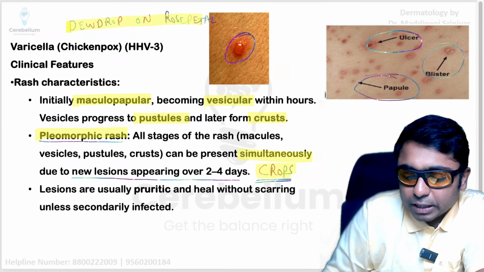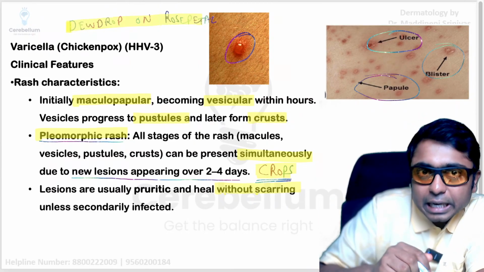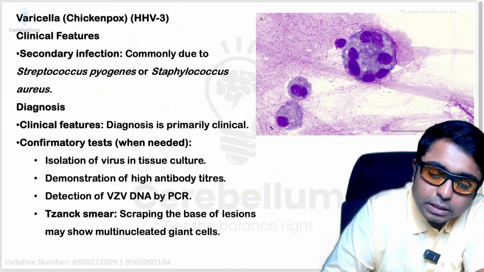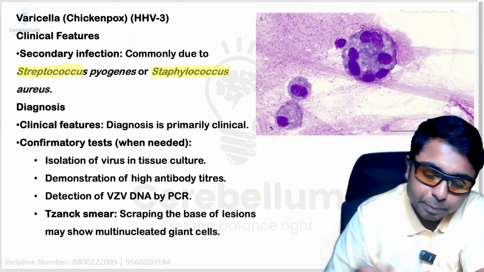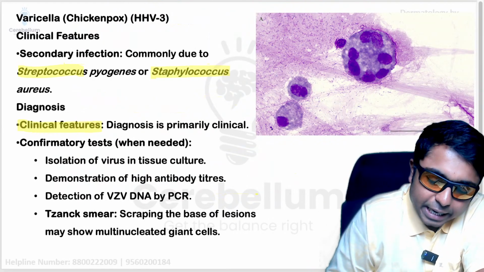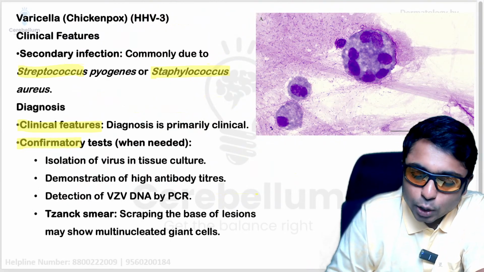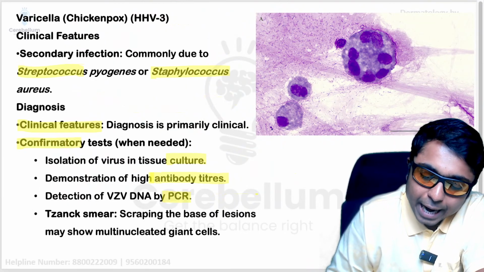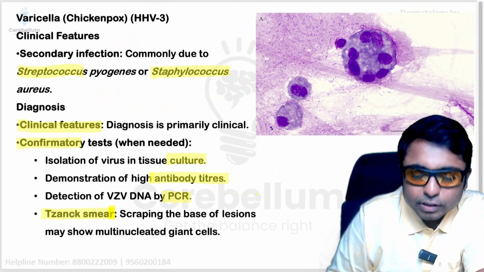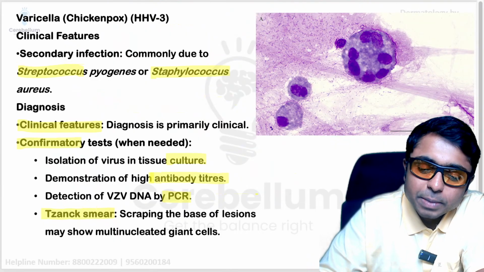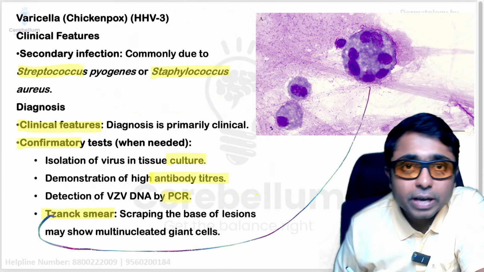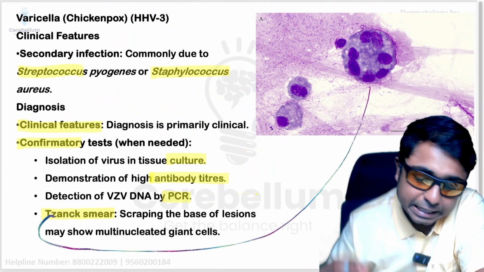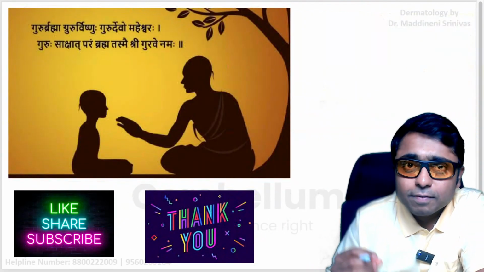Lesions usually heal without any scarring, but if there is a secondary bacterial infection due to staph or strep, then there can be a possibility of scarring. Diagnosis is mostly clinical, and if you need to confirm, then you can do culture or check for antibody titers and do a PCR. And there is an investigation in microbiology which is called Tzanck smear. I have made a video on this. I will leave it in the i card. So in the Tzanck smear, we are going to see multinucleated giant cells in patients of varicella chickenpox.